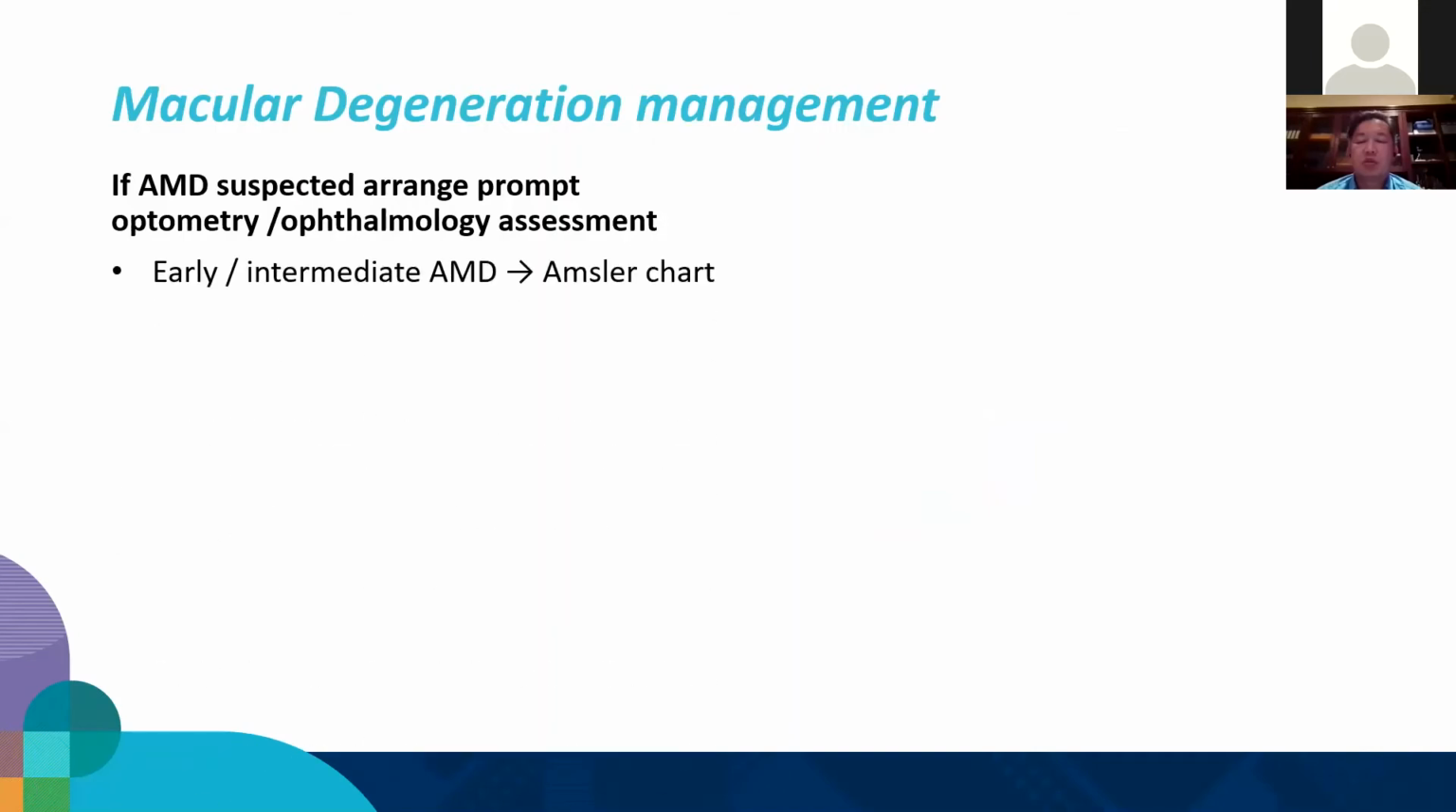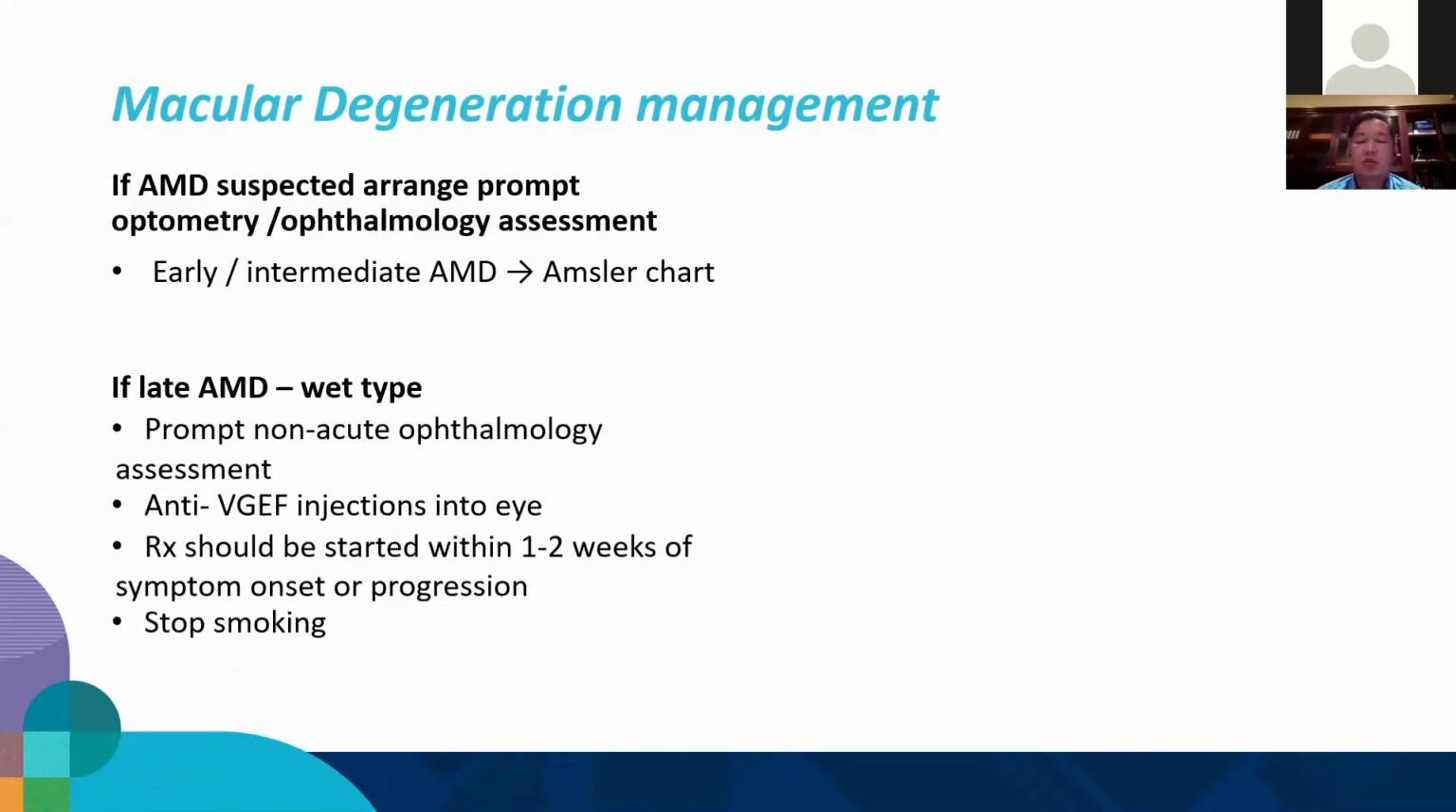And basically, if it's early or intermediate, we just give them an Amsler chart to monitor their vision every day. I get the patients to stick it on their fridge. They get up in the morning, put their reading glasses on, test one eye, test the other. And I say to them, if each day it looks the same, fantastic. If it changes, you need to contact the rooms to see me earlier.